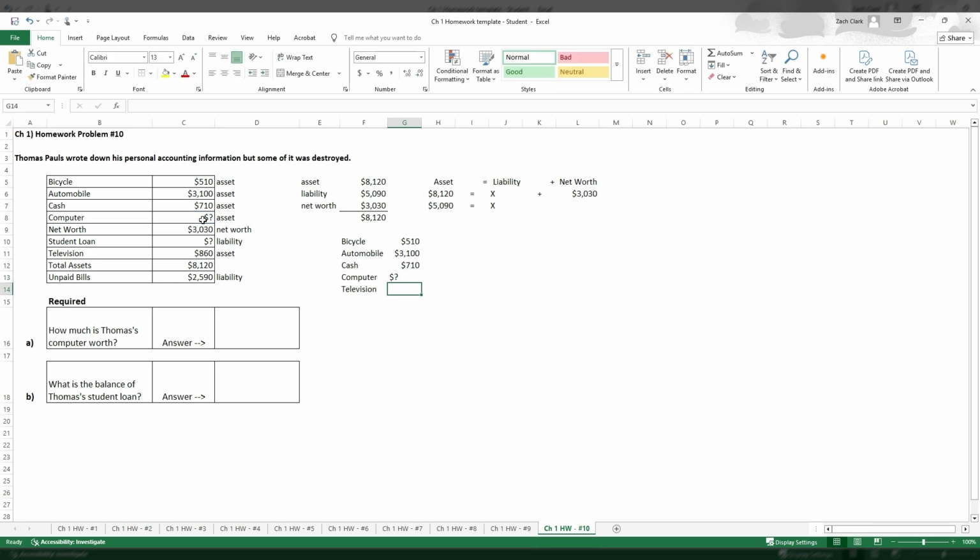Now this is the question mark. Maybe I'll call that X, just like we were just doing. Again, they're kind of having us do some algebra. It's really just intended for us to understand the components of the accounting equation.